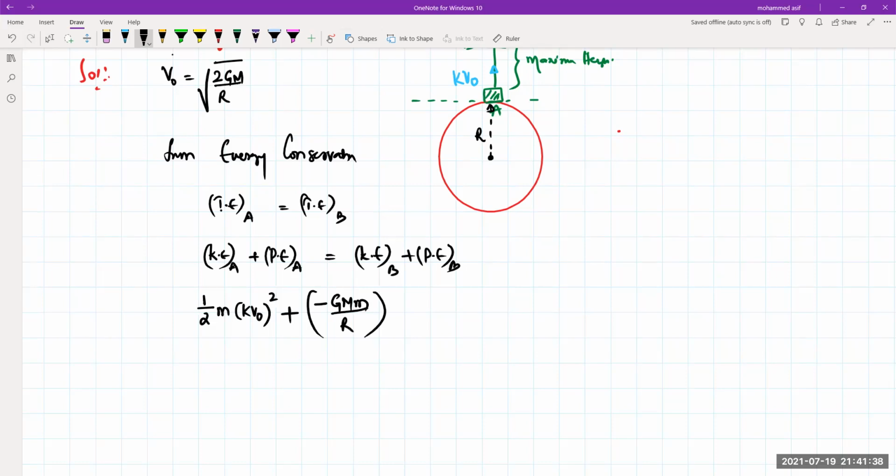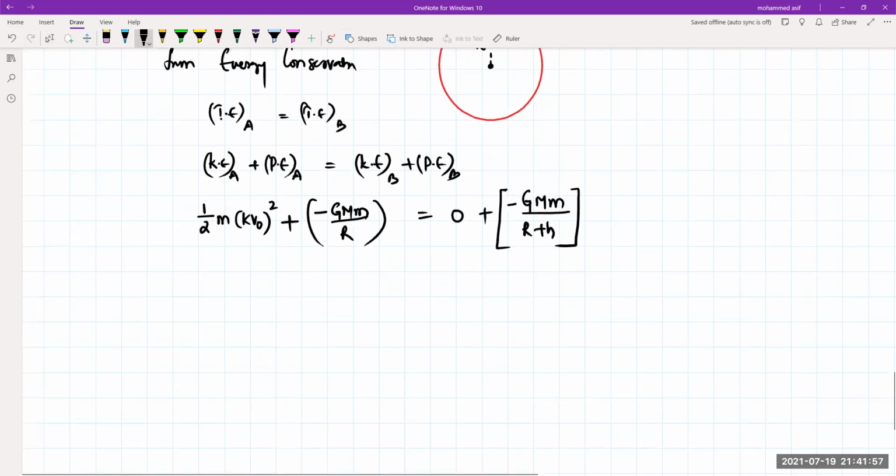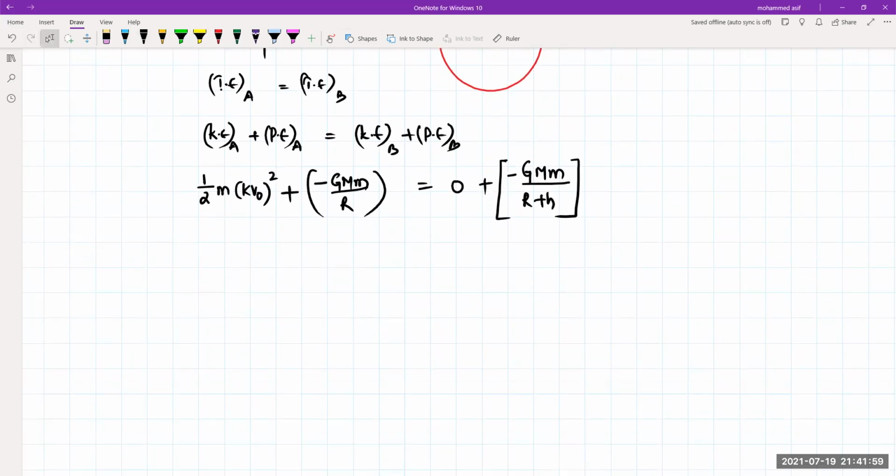Now at the highest position, kinetic energy is zero. Kinetic energy at point B will be zero, plus potential energy will be equal to how much, beta? Potential energy is minus G capital M small m divided by R plus H, since you are going to a certain height. Keep the logic in mind. Now what remains is only simple application. You can try to do it. See what is getting cancelled here.